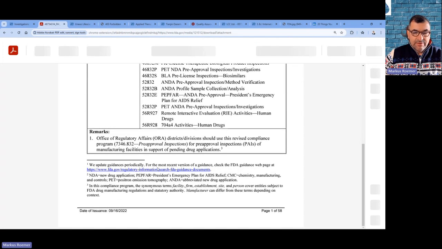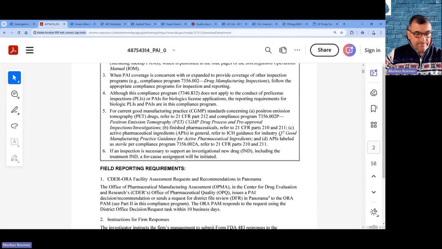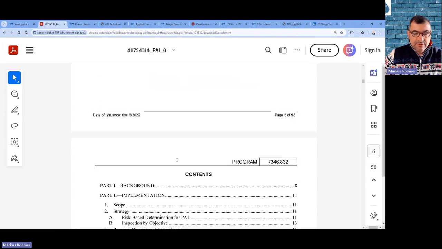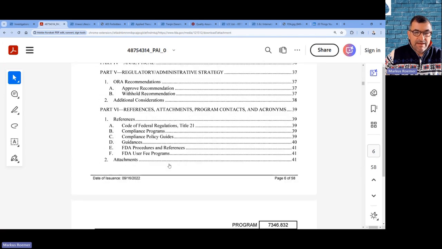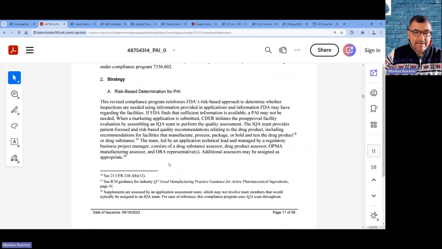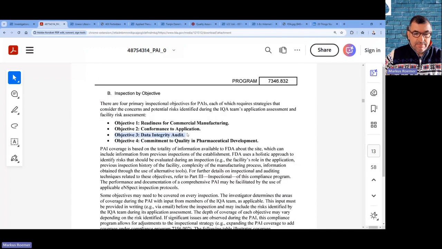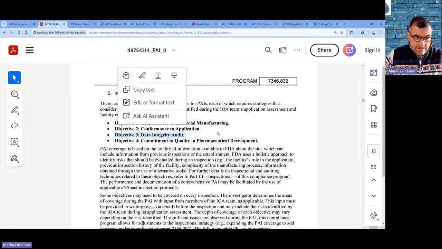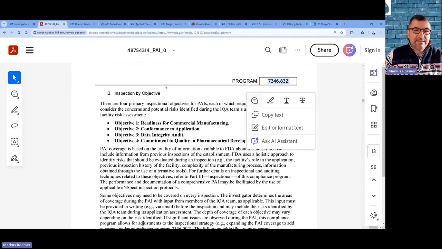They have different objectives for the inspection, and usually for a PAI inspection, part number 3, it's always having a look at data integrity. So the objectives are defined, and how they will do that, what is their strategy. You see that here, objective number 3, data integrity audits. It's always mandatory to do that according to that program, if that is your inspection focus.